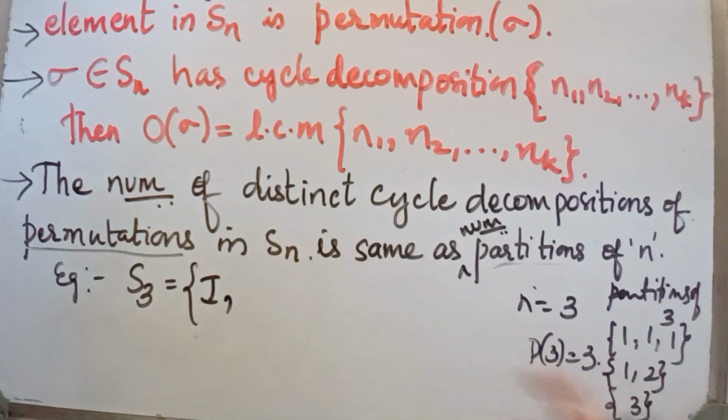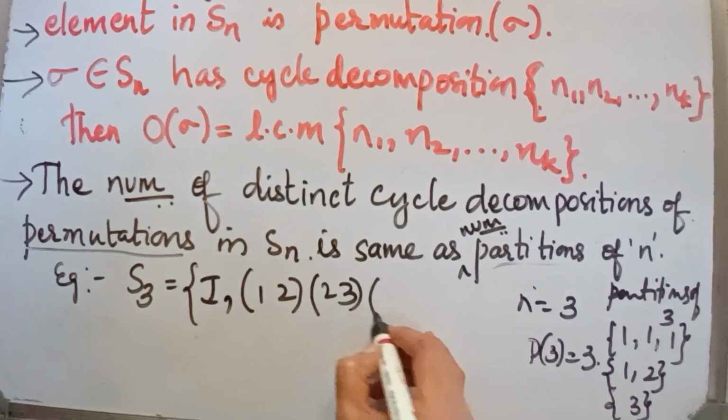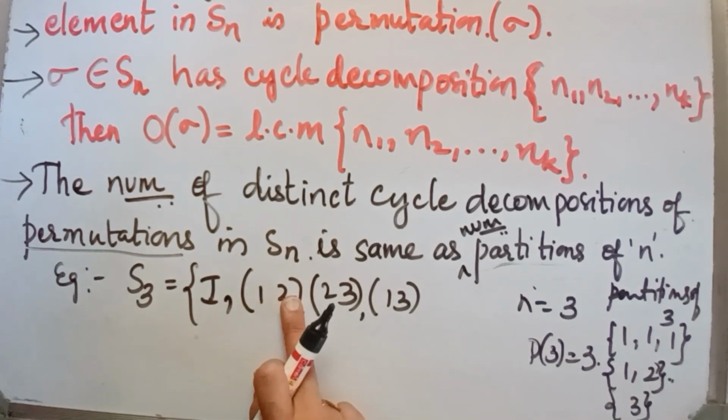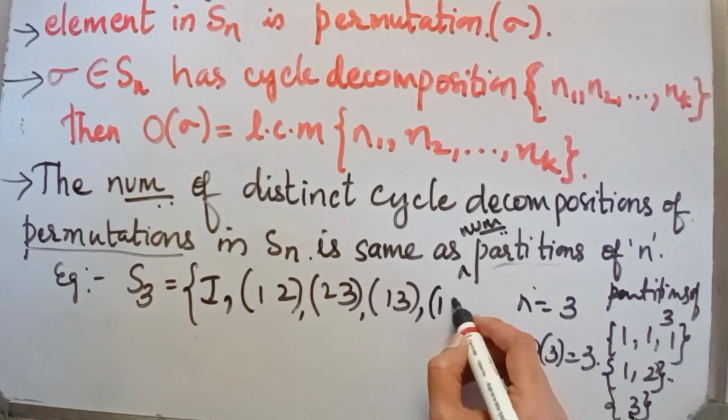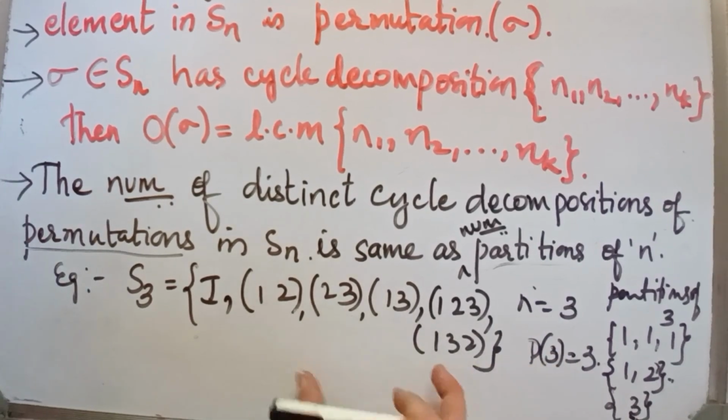Next, 1 comma 2 means (1 2): 1 goes to 2, 2 goes to 3, 1 goes to 3. So these are transpositions. Transpositions will have cycle decomposition 1 comma 2 because one element is fixed and another cycle is of length 2. Next, it is a cycle of length 3: (1 2 3), (1 3 2). These are elements of S3.